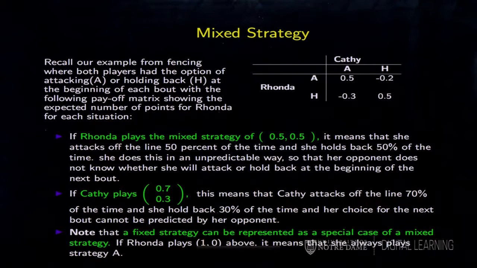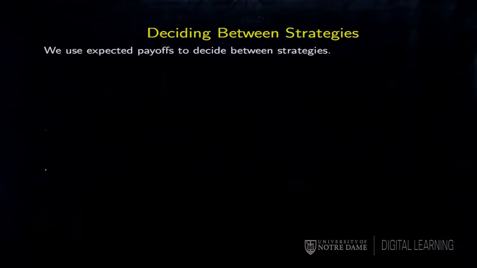Note that a fixed strategy can be represented as a special case of a mixed strategy. So the mixed strategy 1-0 means that Rhonda always attacks off the line, and it means that she always plays strategy A.